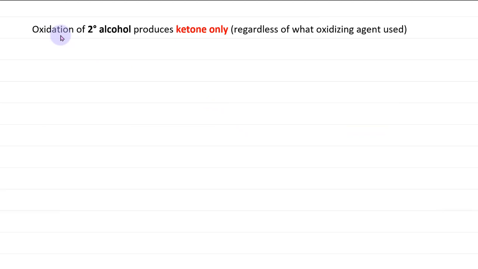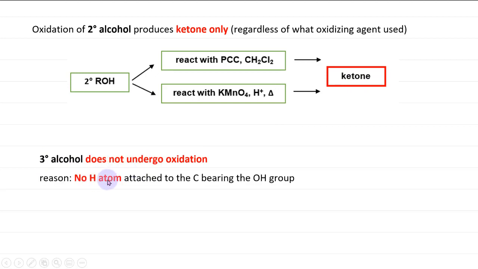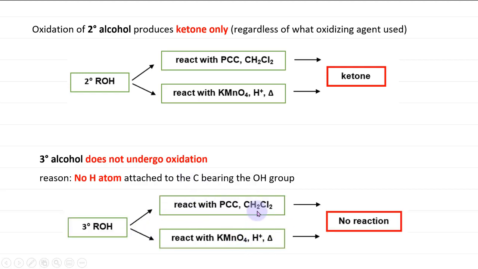Alright, so next, if you have the oxidation of a secondary alcohol, it will only produce a ketone as the product, regardless of what type of oxidizing agent is used. So a secondary alcohol, whether it reacts with the mild oxidizing agents or strong oxidizing agents, both will give you the ketone as the product. And a tertiary alcohol doesn't undergo oxidation reactions as there is no hydrogen attached to the carbon bearing the OH group. So it doesn't matter what oxidizing agent is used, you're not going to observe anything. So we just write no reaction for the equations.